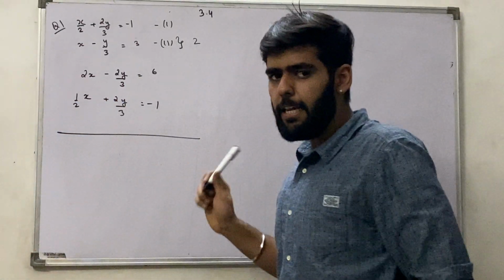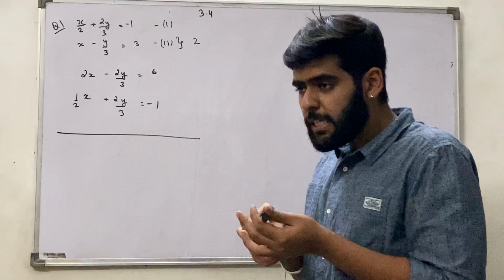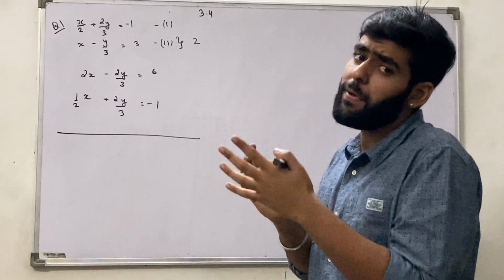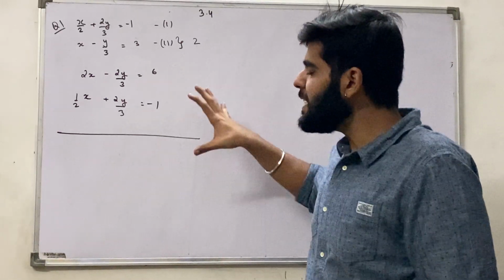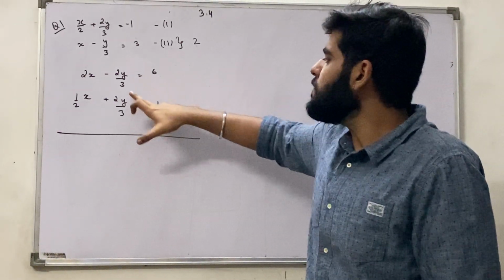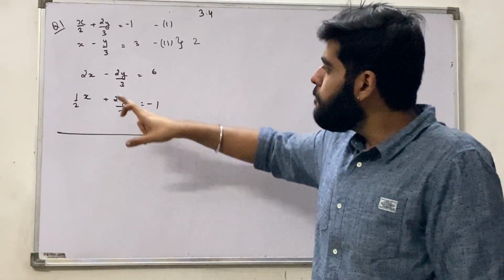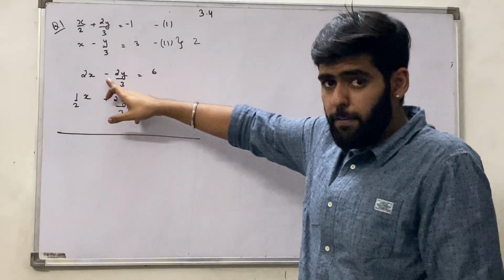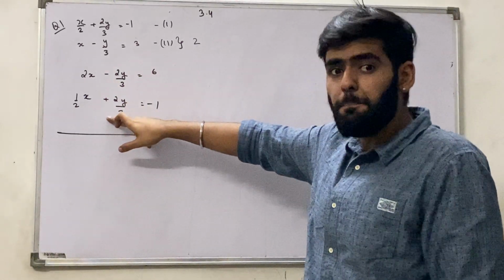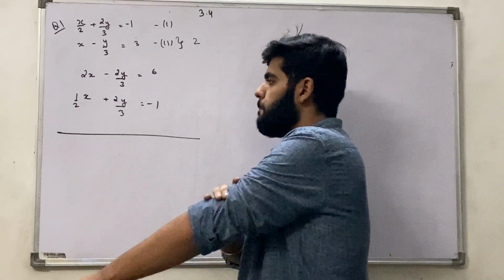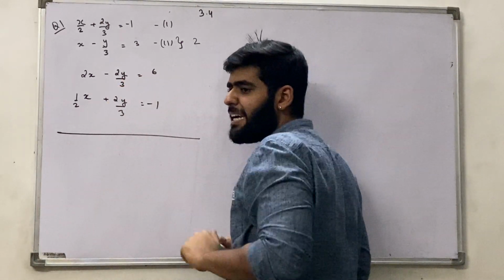Now look at this very carefully. In other sums, we used to subtract equation 1 from equation 2 or equation 2 from equation 1 in elimination. In this question, just see, because we are eliminating y, one y is already negative 2y, and this is a positive 2y. Very, very carefully listen to it. This is a positive 2y, this is a negative 2y.